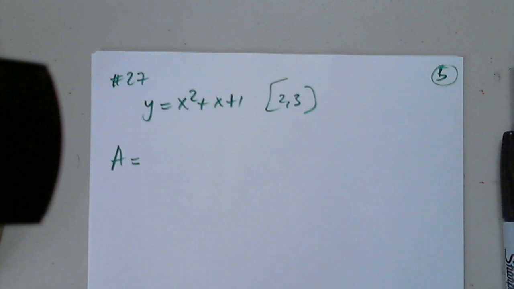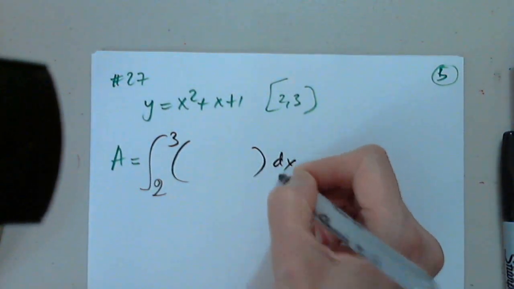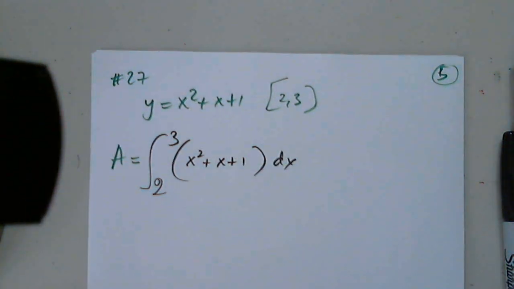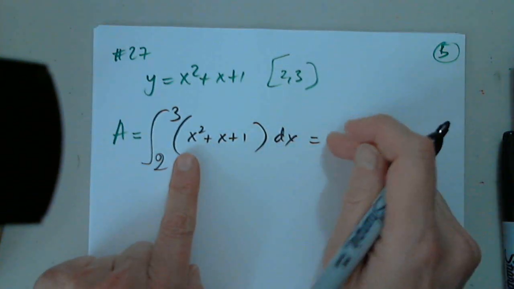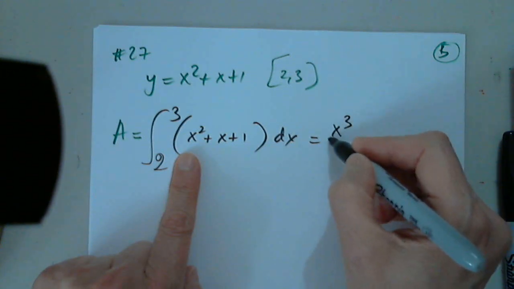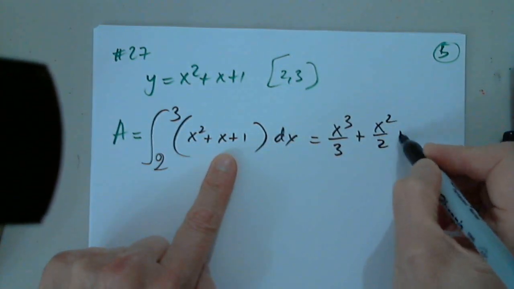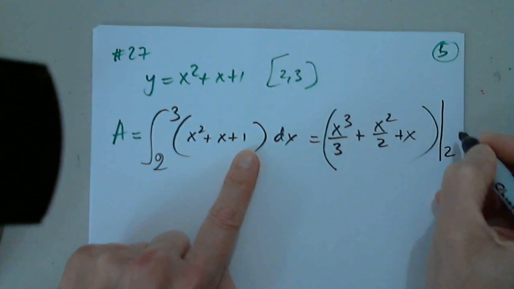The definite integral from 2 to 3. Yes, definite integral from 2 to 3 of x squared plus x plus 1. Awesome. Which function prime do I differentiate to get x squared? x cubed over 3, plus x squared over 2, and then plus x. Good. In parentheses, from 2 to 3.